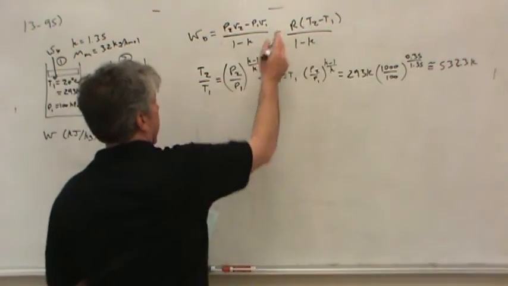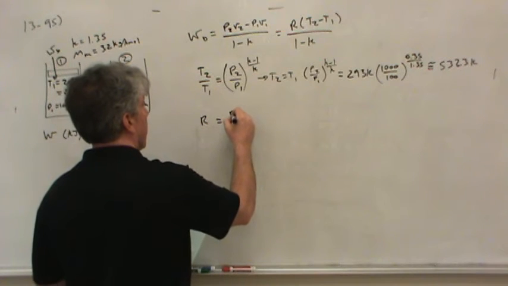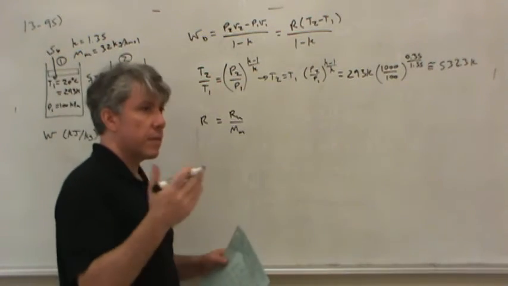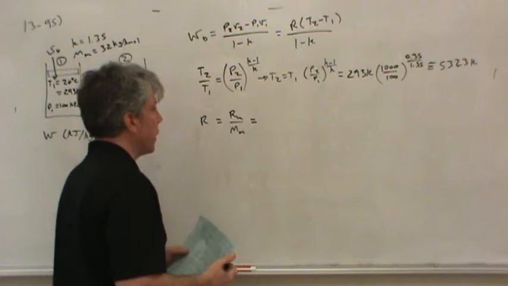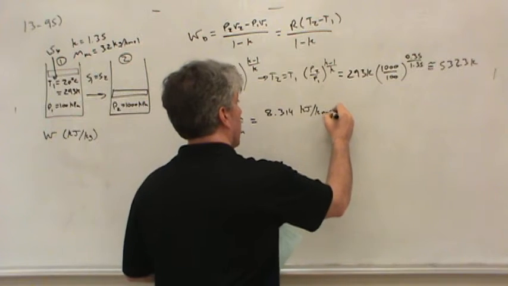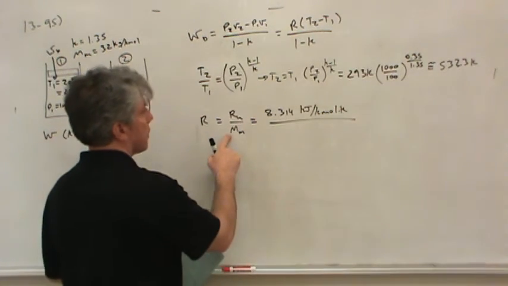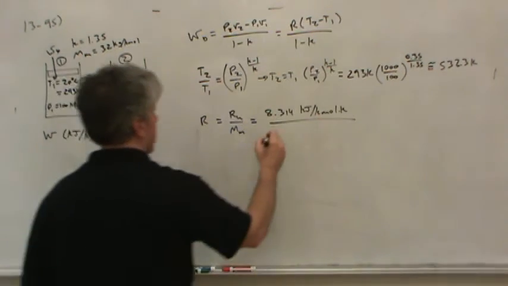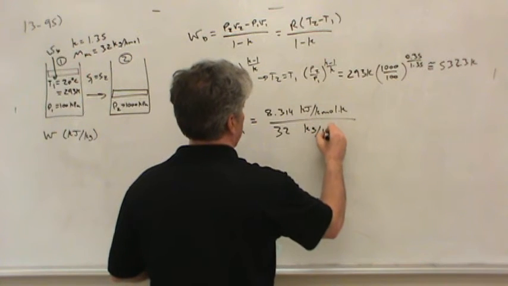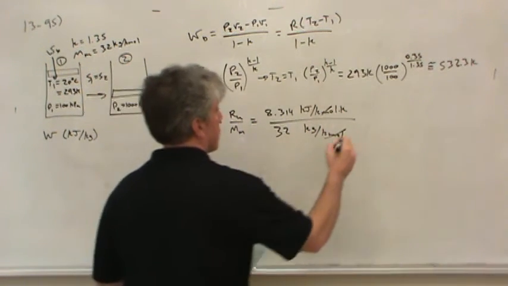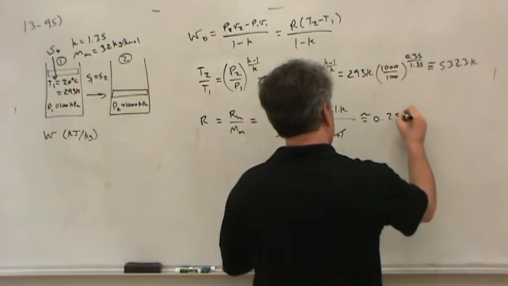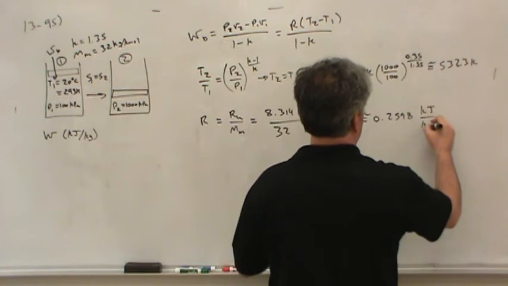So there's the temperature in state 2. The only other thing I need is the gas constant R, which is equal to the universal gas constant divided by the molar mass of the mixture. The molar mass of the mixture, that's funny, it's three M's. Oh well. 8.314 kilojoules per kilomole per Kelvin is the universal gas constant. The molar mass of the mixture they gave us was 32 kilograms per kilomole. And so the gas constant itself comes out to about 0.2598 kilojoules per kilogram per Kelvin.